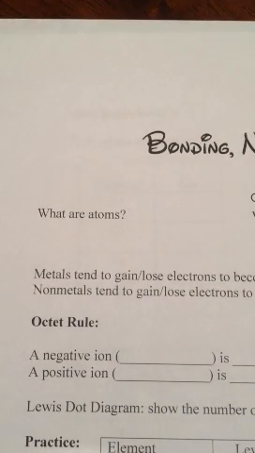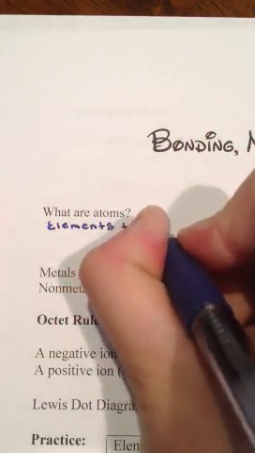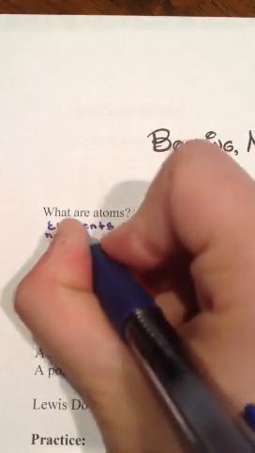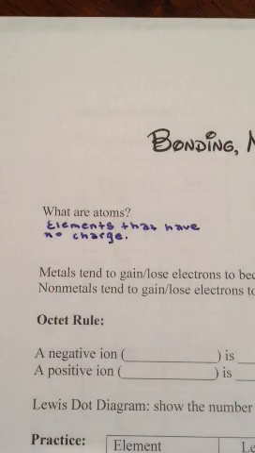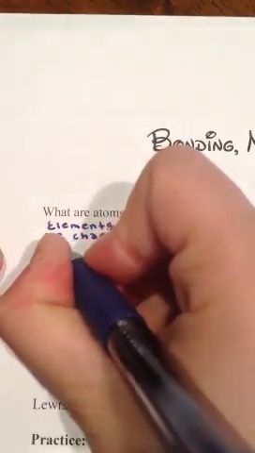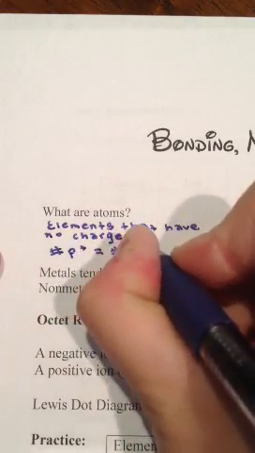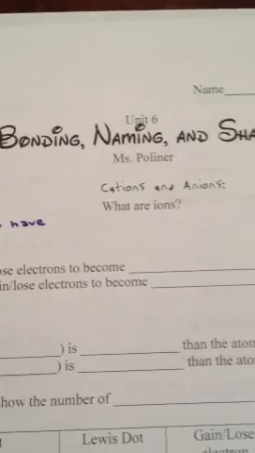So atoms are elements that have no charge. And the way that they have no charge, guys, is that their number of protons is the same as their number of electrons. So their number of protons, I'm going to write this as P plus, equals their number of electrons. All right, so while atoms have no charge, ions do have a charge.